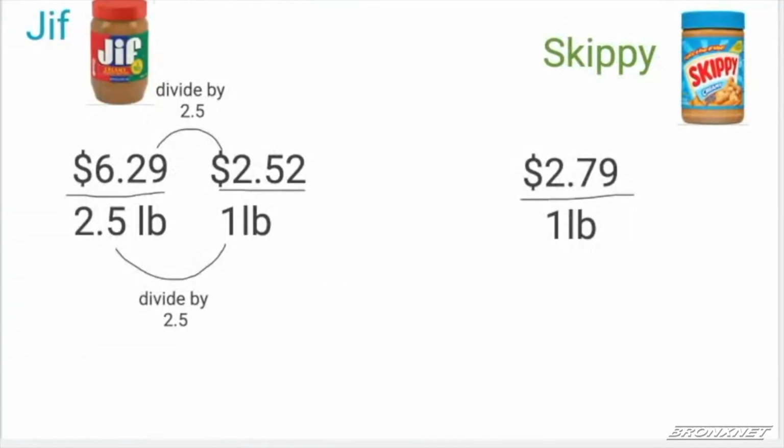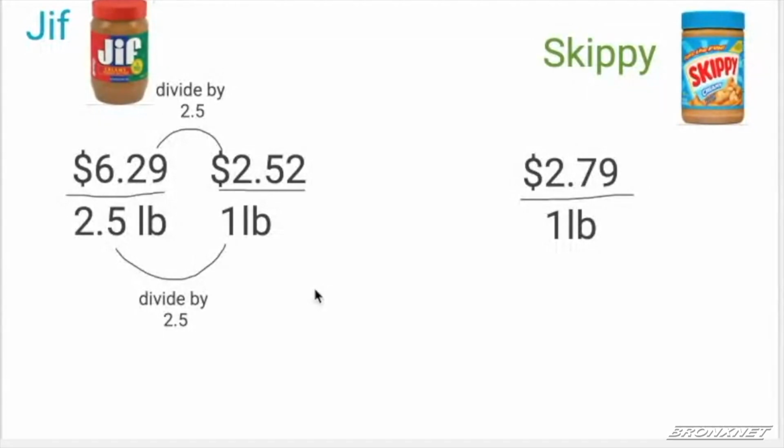To do this, we need to figure out which one is the best price. So let's set up a ratio. As you can see here, we have a ratio set up. A ratio is a comparison of 2 different numbers or items. So here we are comparing money, or our price, to the weight or the amount in pounds.